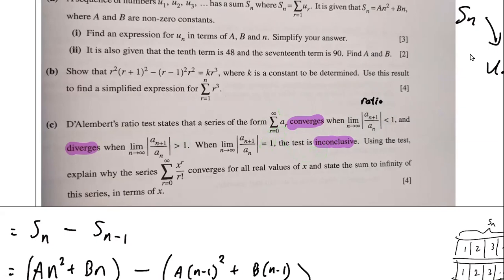You cannot deduce anything. So using this test, explain why the series of x power r divided by r factorial as you go from 0 to infinity converges for all real values of x, and state the sum to infinity. In other words, you want to calculate the infinite sum of this in terms of x. Okay, so let's do that. Let me copy the question first.